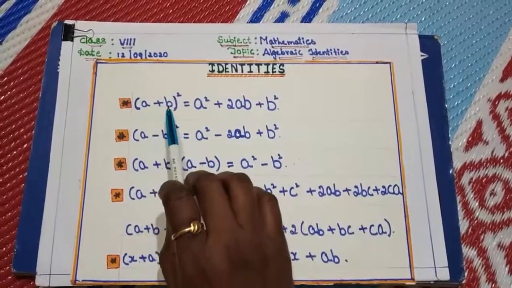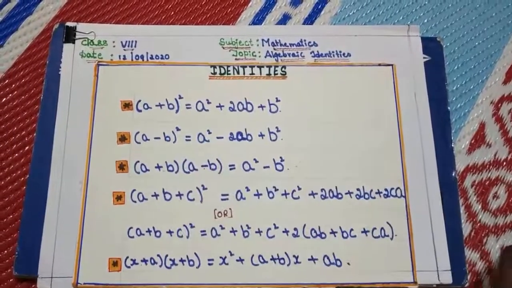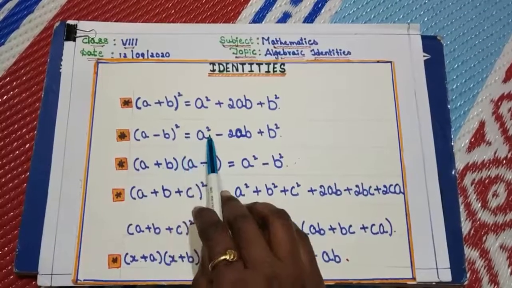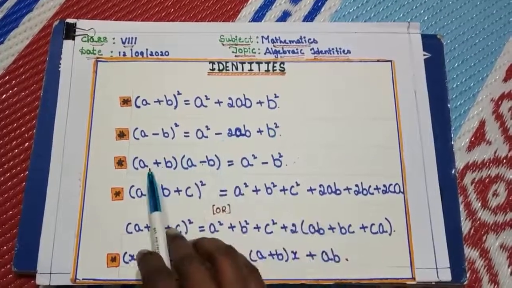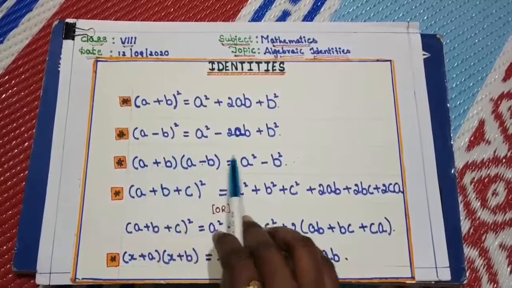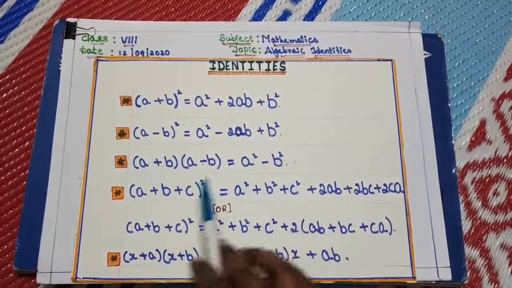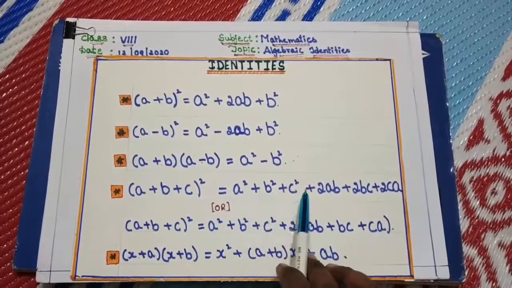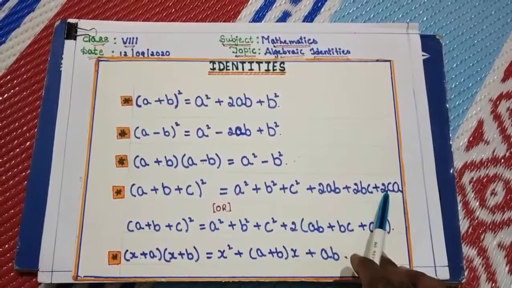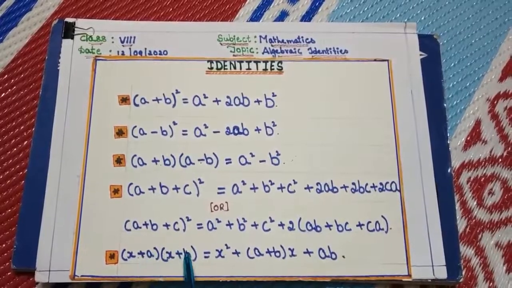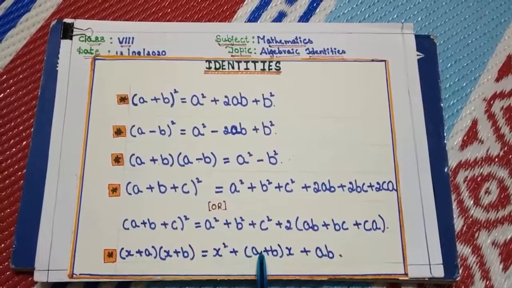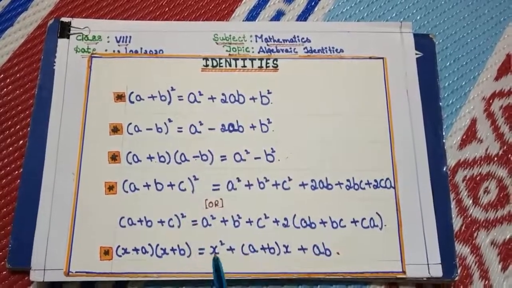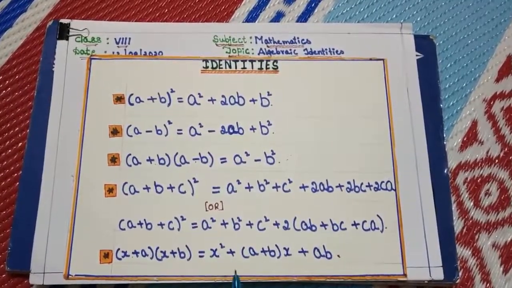First identity, (a plus b) whole square equals a square plus 2ab plus b square. Second, (a minus b) whole square equals a square minus 2ab plus b square. (a plus b) into (a minus b) equals a square minus b square. (a plus b plus c) whole square equals a square plus b square plus c square plus 2ab plus 2bc plus 2ca. (x plus a) into (x plus b) equals x square plus (a plus b) into x plus ab. So these are the identities we have studied in the earlier class.